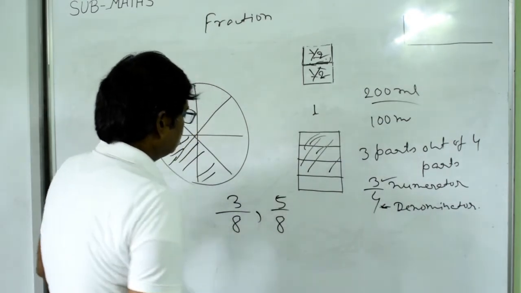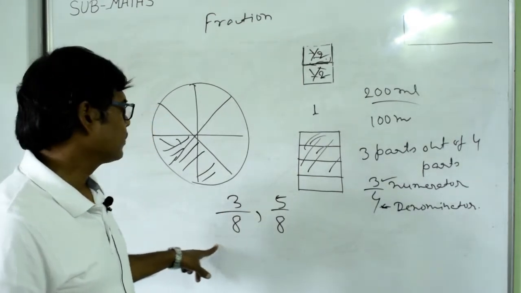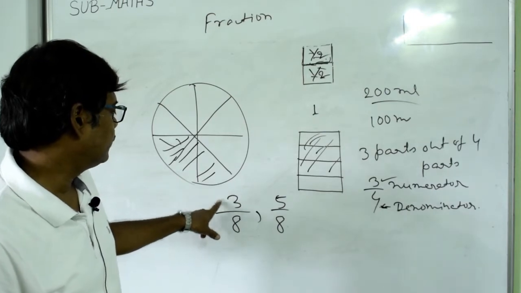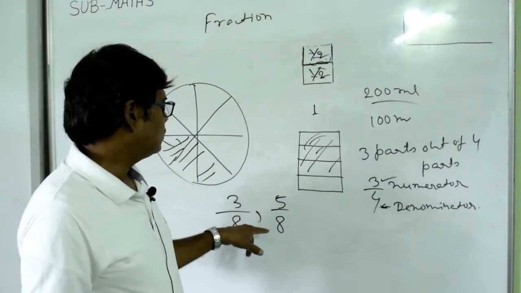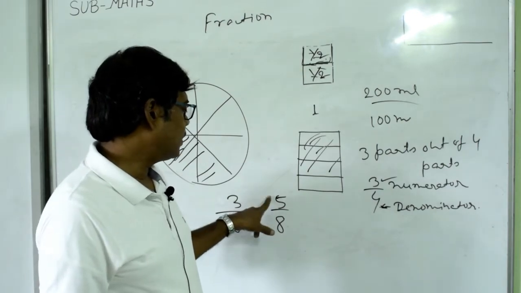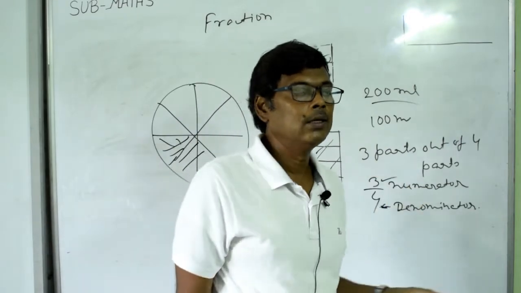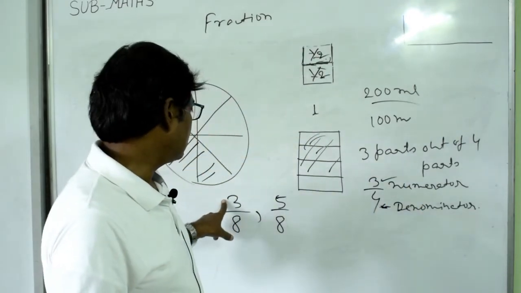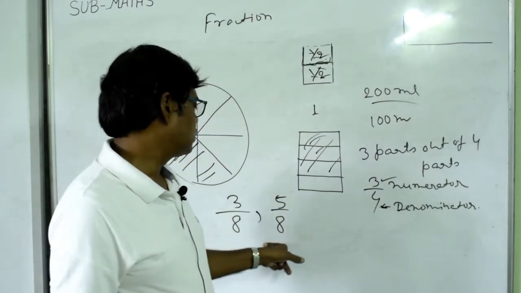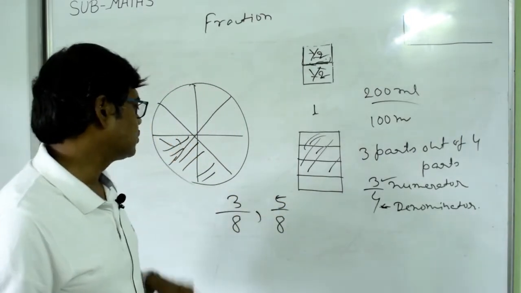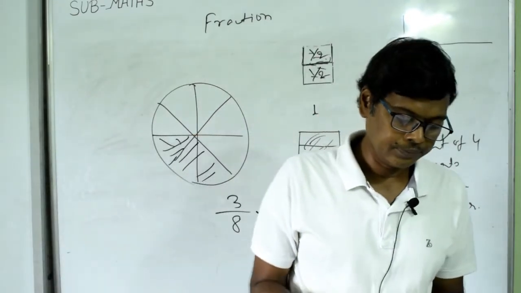3 by 8 means that you have eaten 3 parts out of the 8 parts. Out of the 8 parts, 5 parts are remaining, and 3 parts are eaten. So we will express these statements in the simplest form, that is 3 by 8 and 5 by 8. This is the essence of a fraction.